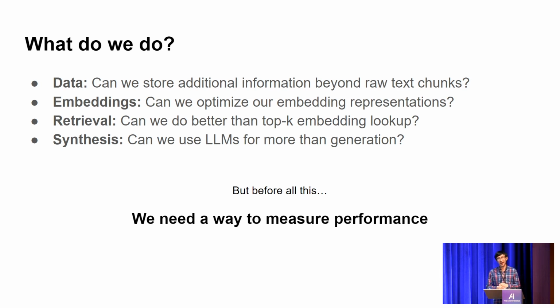Retrieval, can we have more interesting retrieval mechanisms beyond just top K, and understand more concretely where top K actually does not do well? And then synthesis. In the current RAG stack, the LLM's basically only used to generate a response. A lot of heavy lifting is done by retrieval. Can we use the LLM during the retrieval process, or use it in a more complex way than just using it once at the end? Before all this, though, we need a way to actually measure the performance of these things.